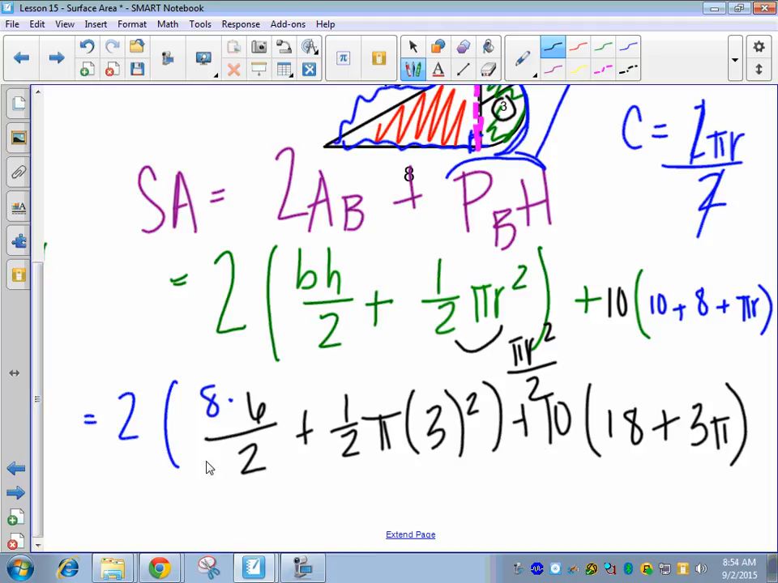Okay, now let's carry this guy through. So we have 2. I'm going to leave that on the outside and work in the parentheses first. This is a good practice of the order of operations. So 8 times 6 gives us 48. Do you have a question, Drew?